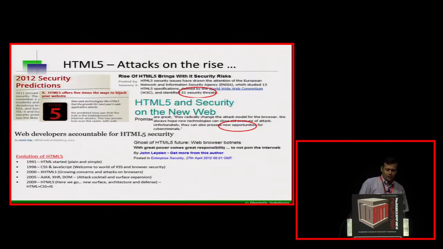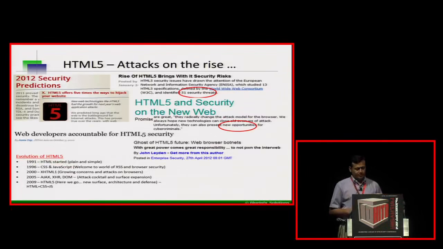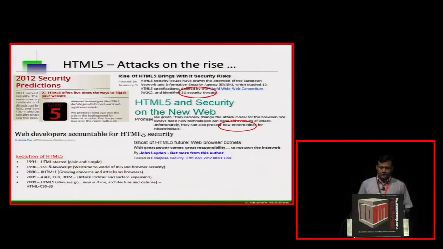If we read some of the news articles out there right now, some of the predictions say that HTML5 offers multiple ways of hijacking your websites. There is very interesting research published by ENISA, where they took around 13 HTML specifications, threat modeled them, and found around 51 security opportunities, vulnerabilities, or weaknesses. So that's interesting. HTML5 is giving new opportunities for cyber criminals as well.